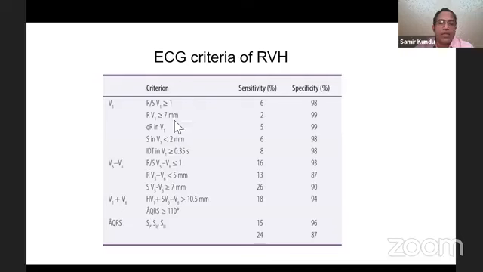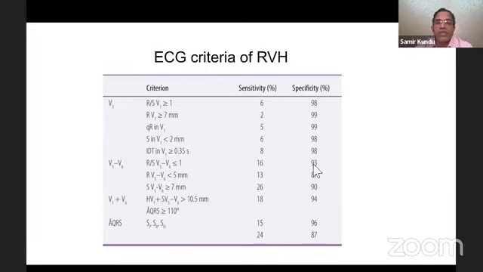The various diagnostic criteria, their sensitivity and specificity. RS ratio in V1 more than 1, 98% specificity. R wave in V1 more than 7 millimeter is 99% specificity. The reverse, the S wave in V5, V6 more than 7 millimeter and V5, V6 RS ratio less than 1, is 93% specificity.